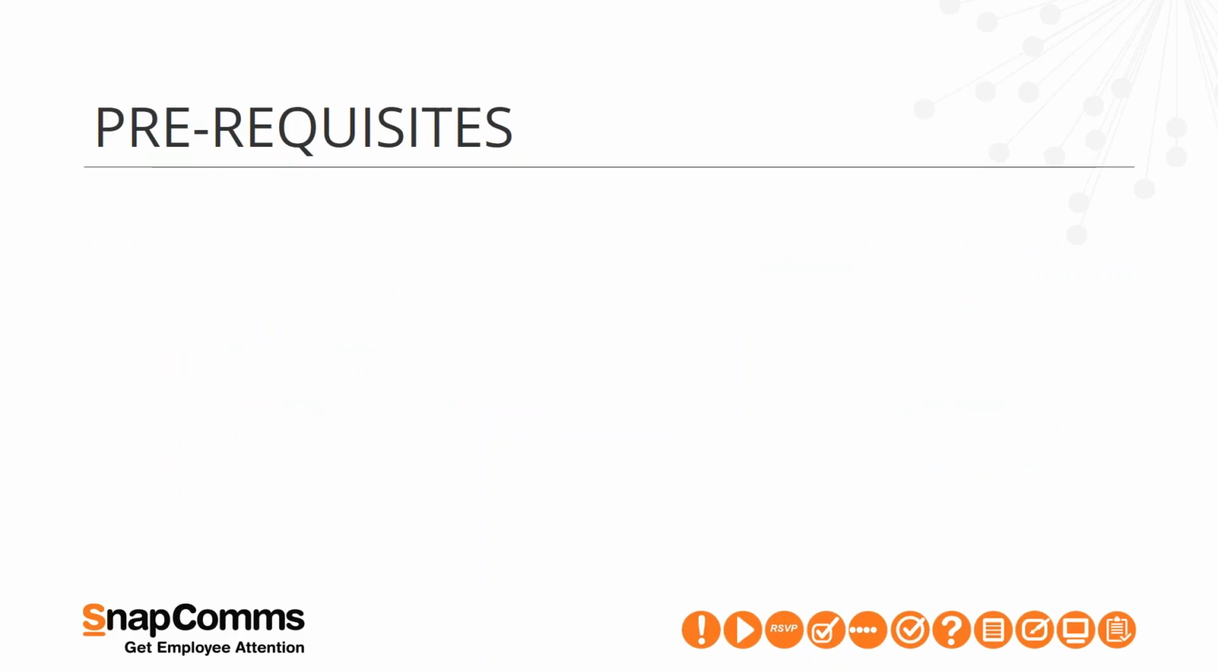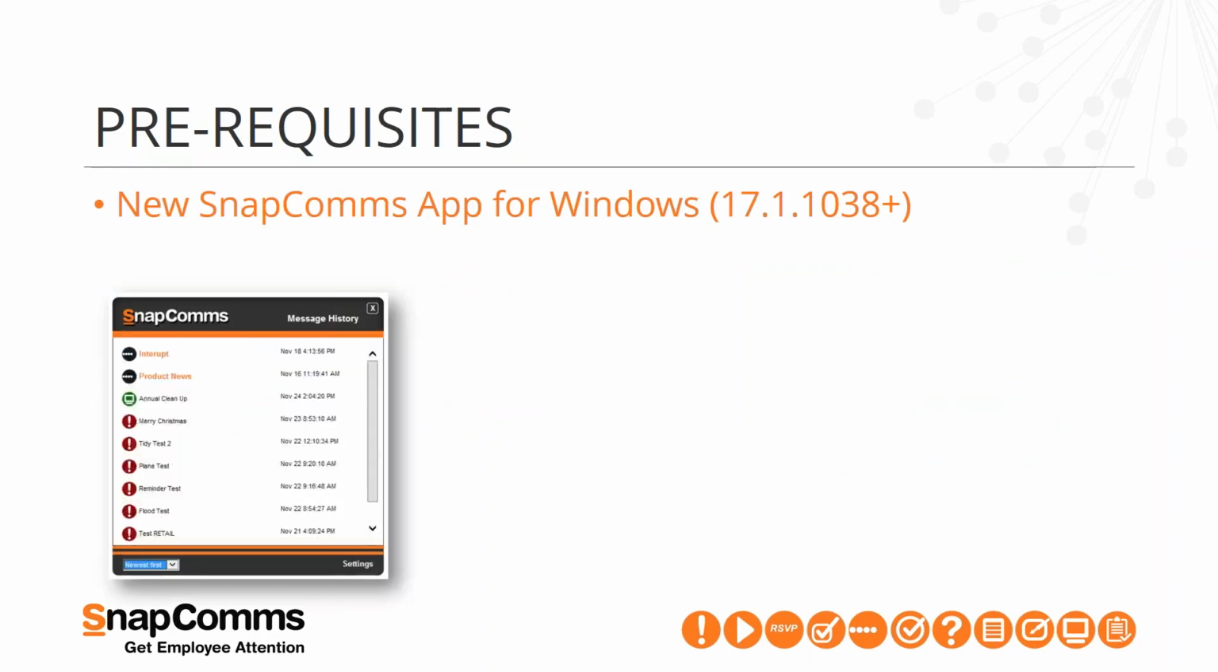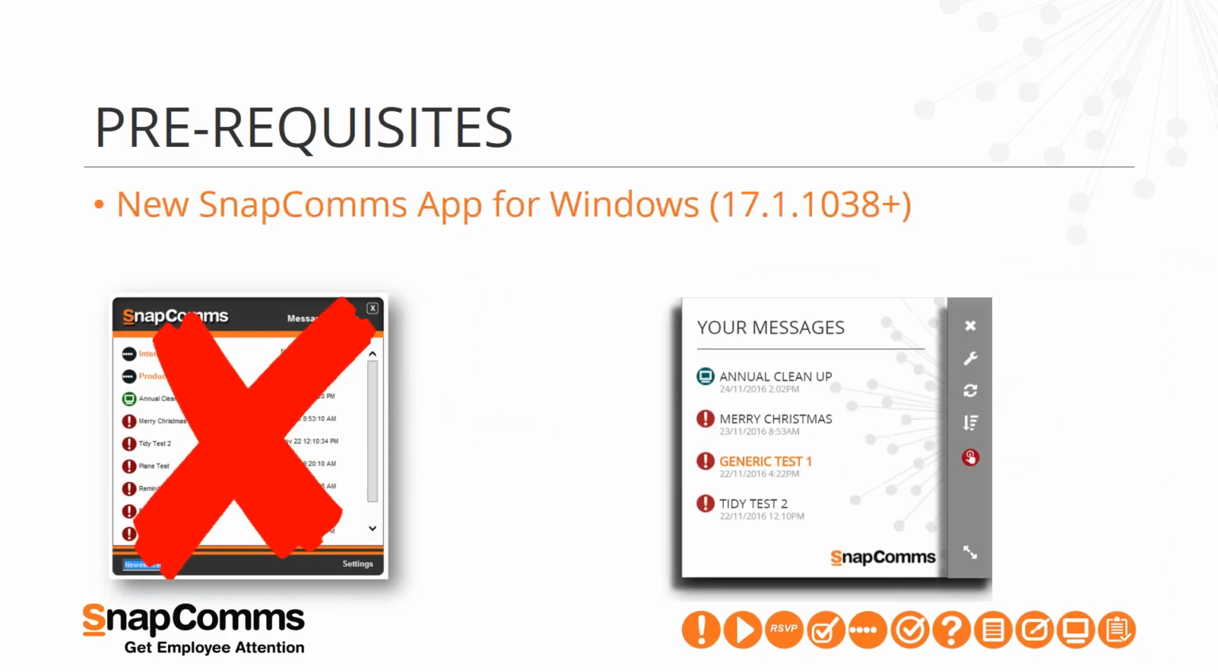Some of you might be unsure whether you have the new or the old app. So the new app has a very distinguishable look. This is the old one. It's on the left, and it's been replaced by this new look on the right, and it also includes a badge count, so your staff in their system tray can see how many unread messages they have.